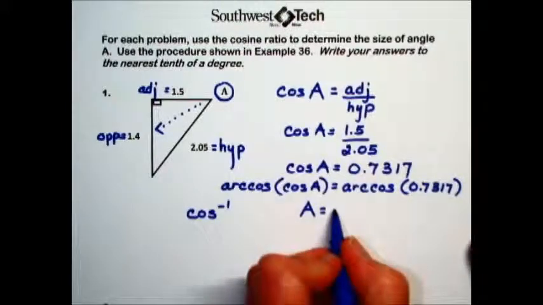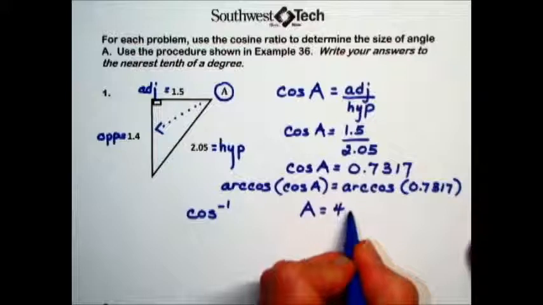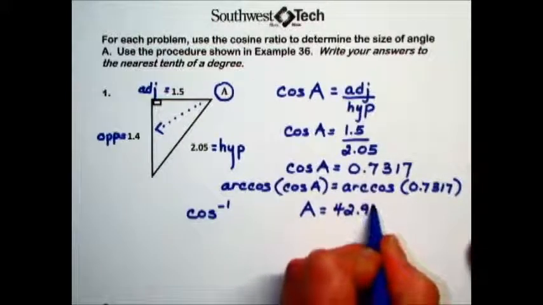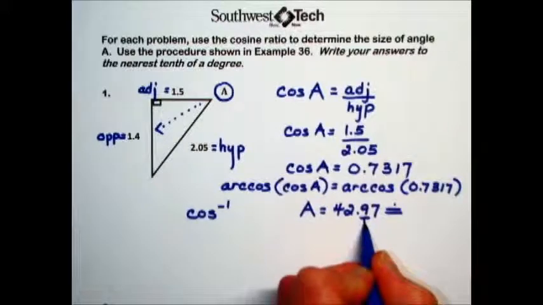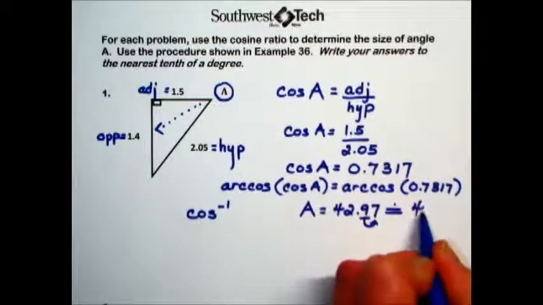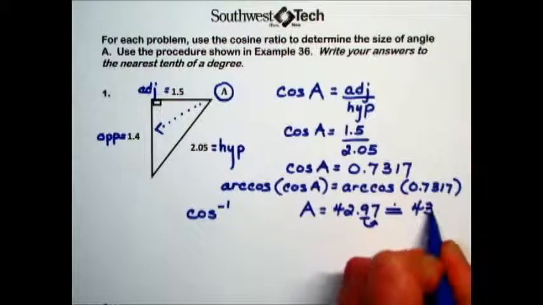Doing so gives you an angle measurement of 42.97, and rounding that to the nearest tenth results in an angle measurement of 43.0 degrees.